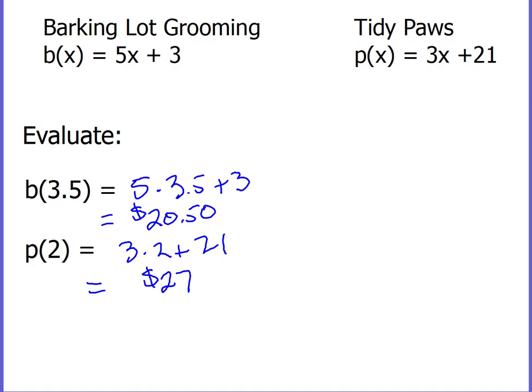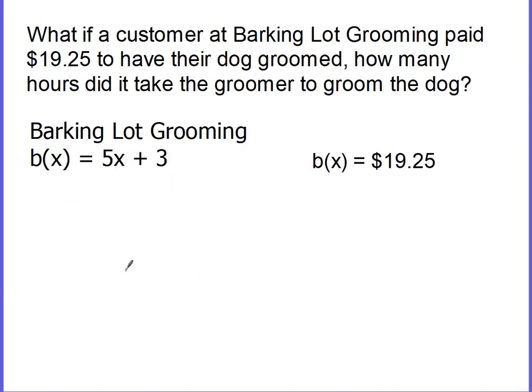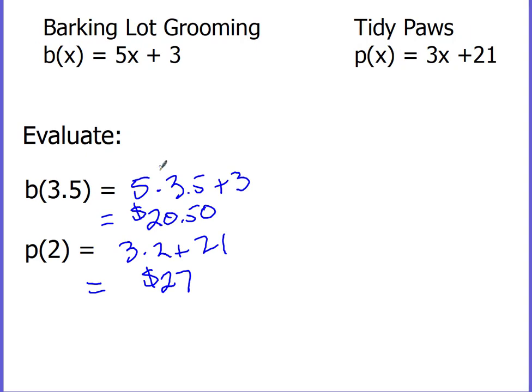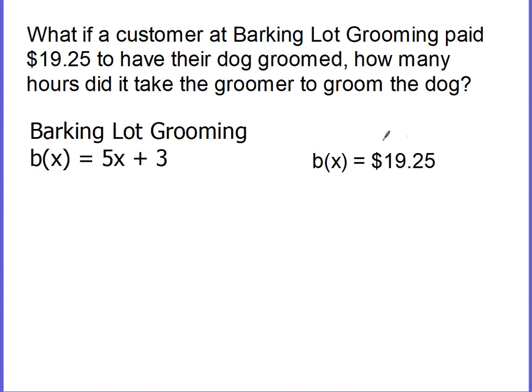Okay, now, what if I gave you a problem like this? It says, well, what if a customer at Barking Lot Grooming paid $19.25 to have their dog groomed? How many hours did it take the groomer to groom the dog? Well, in this one, you'll notice that we've got the same formula. b of x is equal to 5x plus 3, but it says b of x is equal to $19.25. Well, we can substitute just like we did in these previous problems where it gave me this value for x. I can actually plug this 19.25 in for b of x because it says that's what it's equal to.